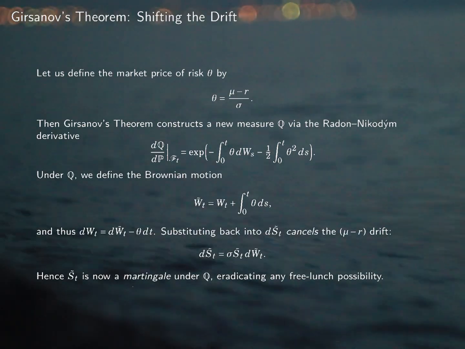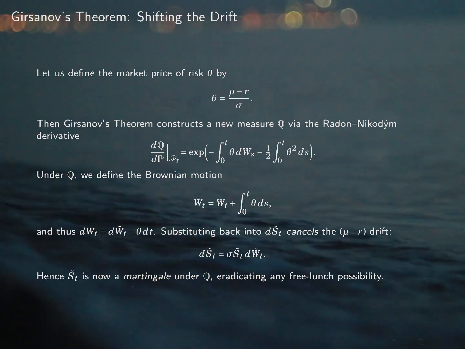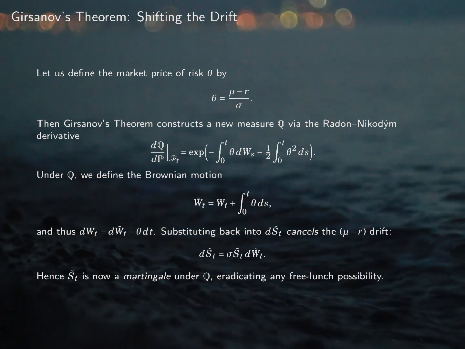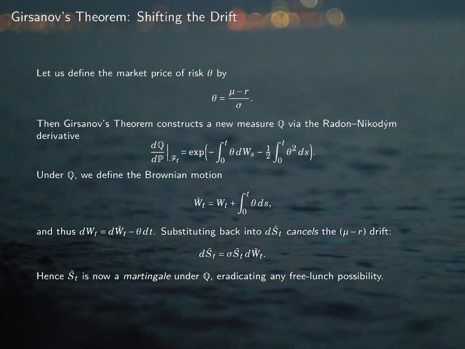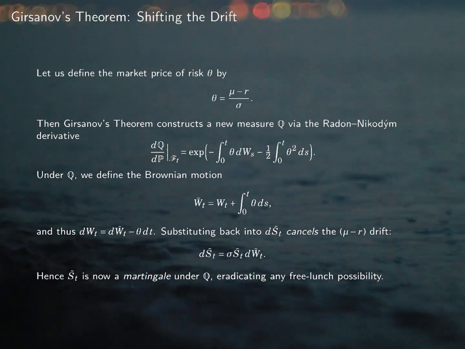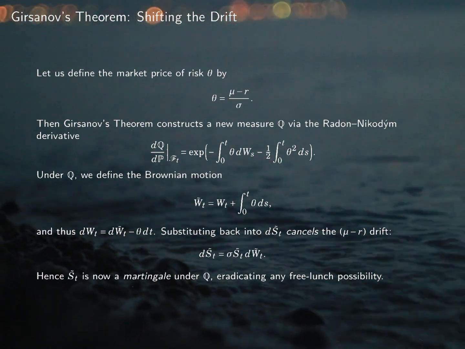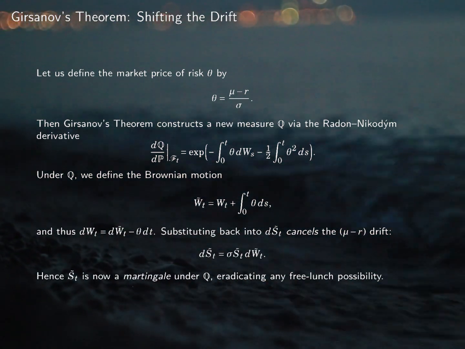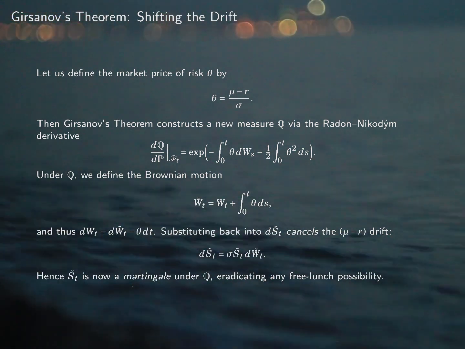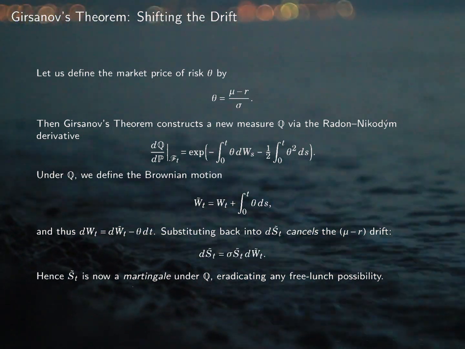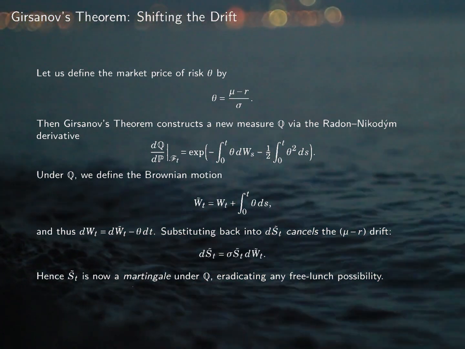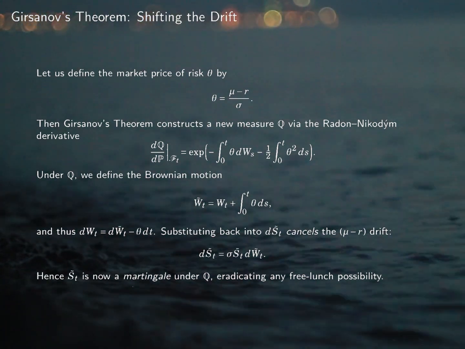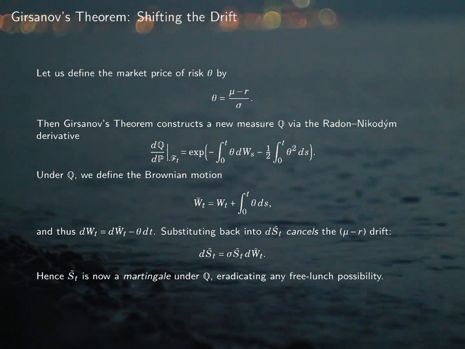Girsanov's theorem is the mathematical machinery that lets us perform a sleight of hand. We shift the drift of our stochastic process by changing the measure. To begin, we define the market price of risk. Theta equals mu minus r over sigma. Spelled, theta equals mu minus r, all divided by sigma. This quantity theta measures how much extra return you're getting per unit of volatility.